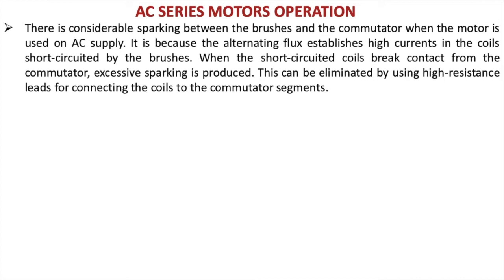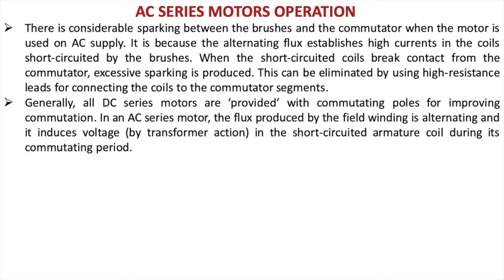There is considerable sparking between the brushes and the commutator when the motor is used on the AC supply. It is because the alternating flux establishes high currents in the coil short-circuited by the brushes. When the short-circuited coils break contact from the commutator, excessive sparking is produced. This can be eliminated by using high resistance leads for connecting the coils to the commutator segments.